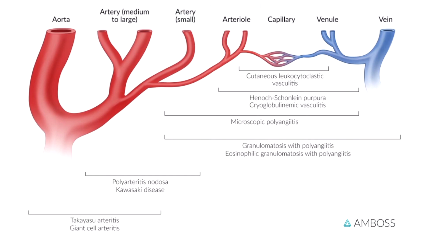And then small vessel vasculitis involves small arteries, capillaries, and sometimes venules. The most notable examples are microscopic polyangiitis, granulomatosis with polyangiitis, Henoch-Schönlein purpura, HSP, eosinophilic granulomatosis with polyangiitis, cryoglobulinemic vasculitis, and cutaneous leukocytoclastic vasculitis. And those will all be discussed in our small vessel vasculitis lecture.